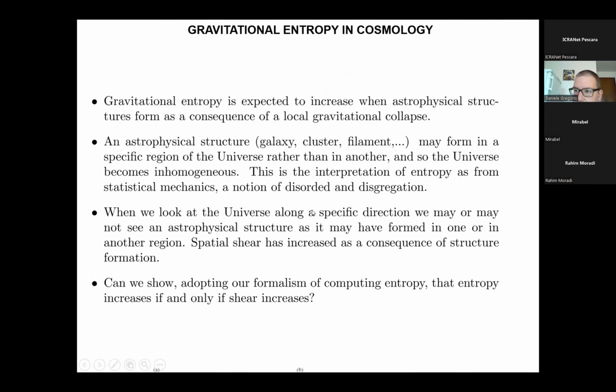So let me elaborate more on why we are interested in gravitational entropy, not only in black holes, but also in cosmology. Gravitational entropy is expected to increase when astrophysical structures form as a consequence of gravitational collapse. An astrophysical structure, which can be a galaxy, a cluster, or a filament, may form in one specific region of the universe rather than in another. And so the universe becomes inhomogeneous.